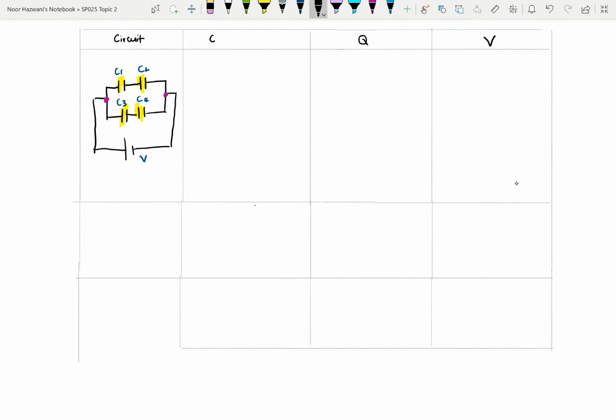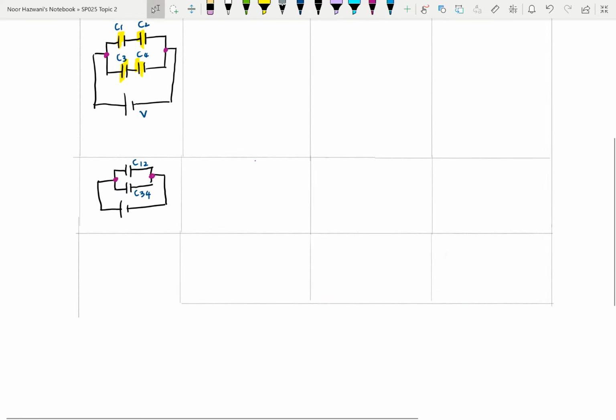Jadi, apa yang kita boleh buat? Kita boleh reduce C1 dan C2 dulu. Okay. Dan C3 juga C4 kita reduce. Okay. And then, mana yang tak berkenaan, kita copy je balik. Okay, so ini adalah C12 kita yang kita dah reduce. Yang bawah adalah C34 kita. Dan tandakan juga simpang yang tadi.